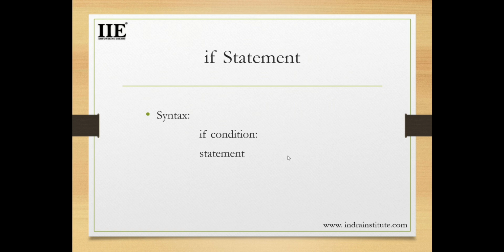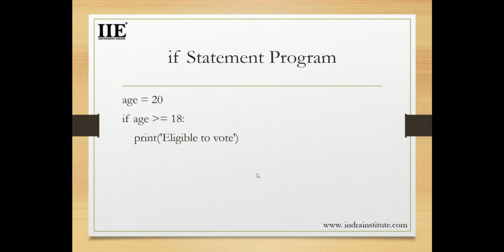If statement. This is a basic if statement. Here, Python checks whether age is greater than or equal to 18. If it is true, it prints eligible to vote. If the condition is false, nothing happens.